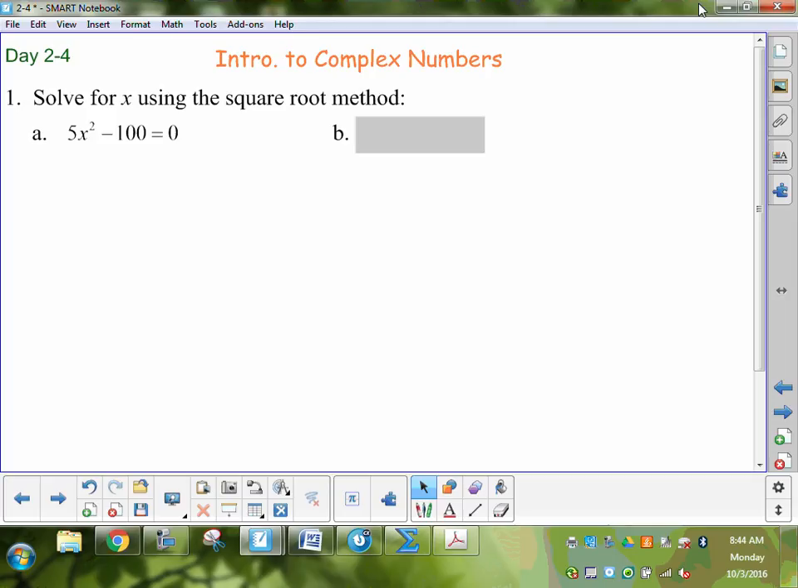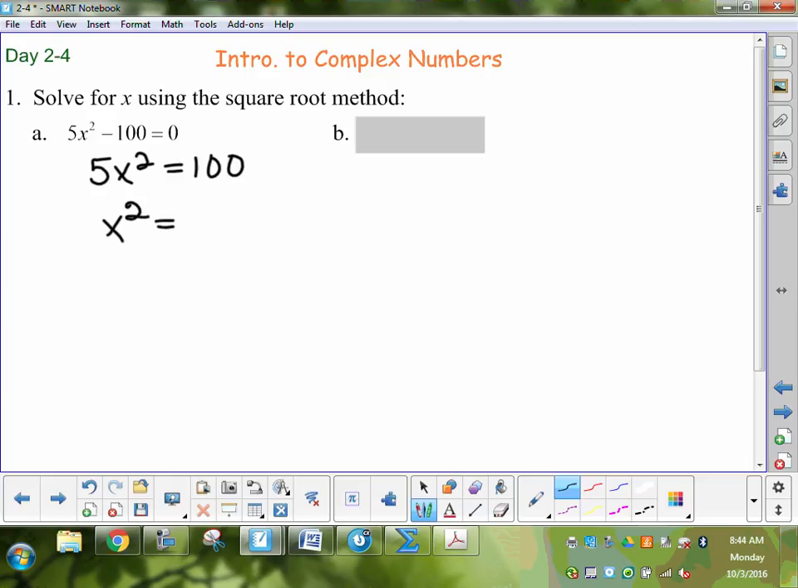Emily, what would you want your first step to be if you were trying to solve for the x? Add 100. That's going to be the most efficient way to solve. So I'm going to add 100. It leaves me 5x squared is now equal to positive 100. What would we do next from here? Nick? Divide both sides by 5, and you get x squared is equal to how much? 20.